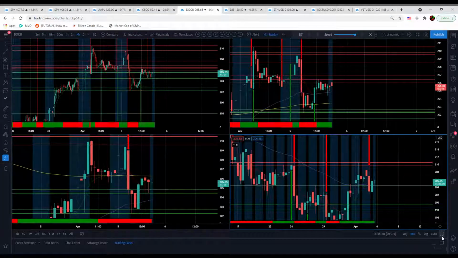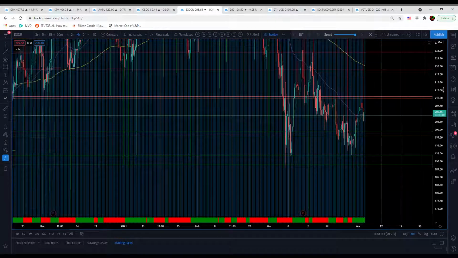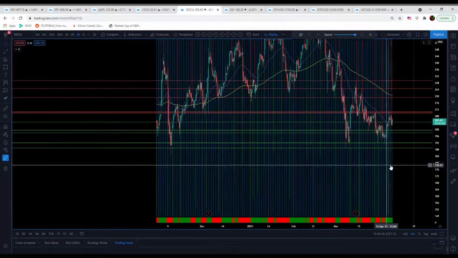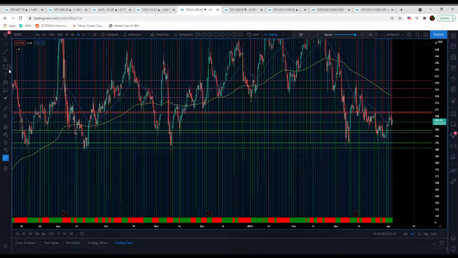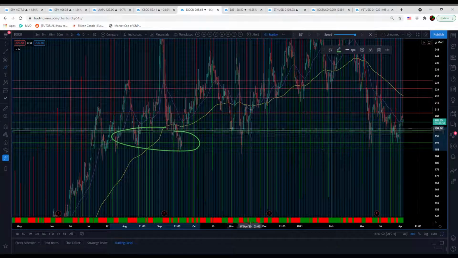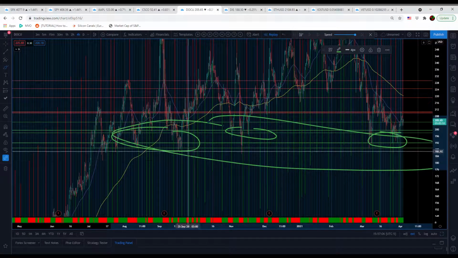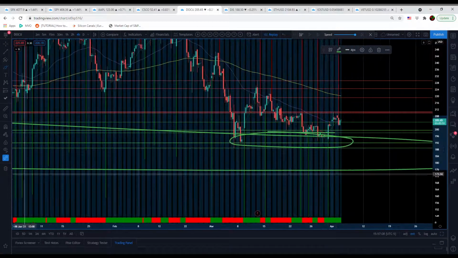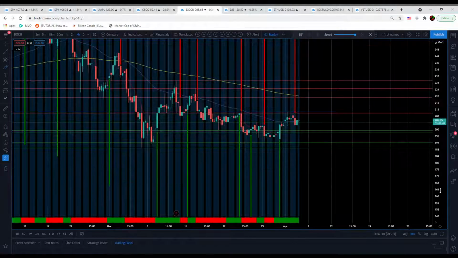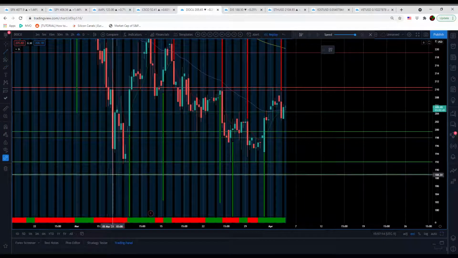Because it looks like it's creating lower highs. If you look at the 4 hours, it is creating lower highs. So this was a pretty strong support, and we really never broke it on this area right here. We're currently trying to make a lower high, so it's pretty good.